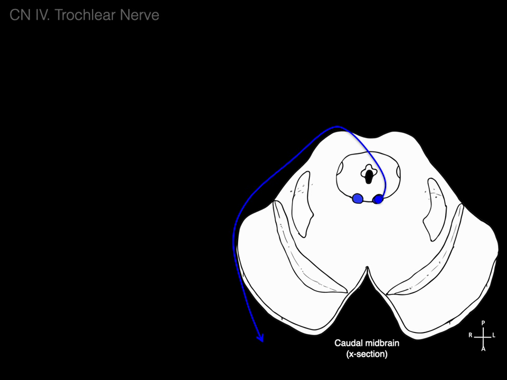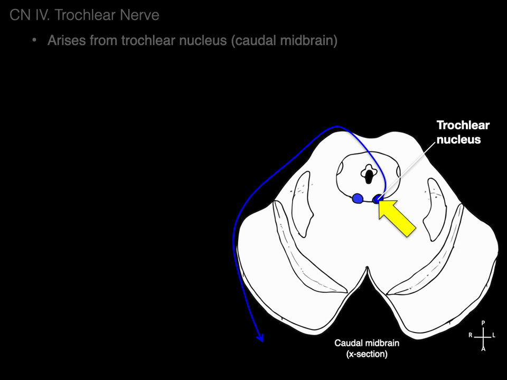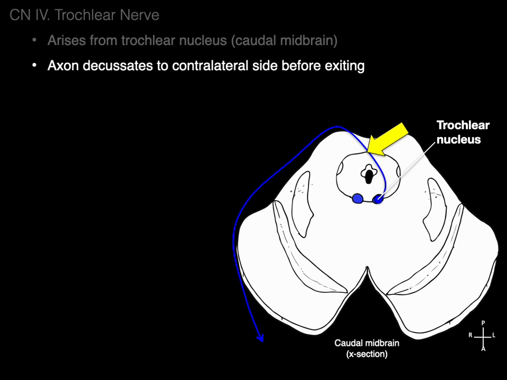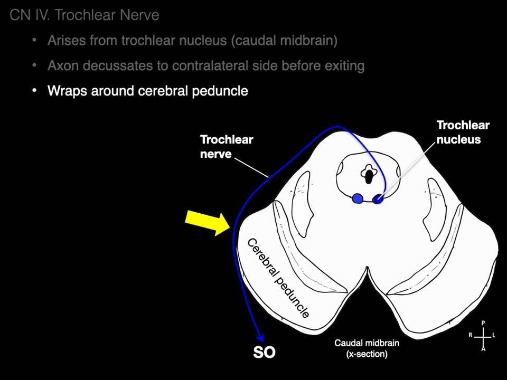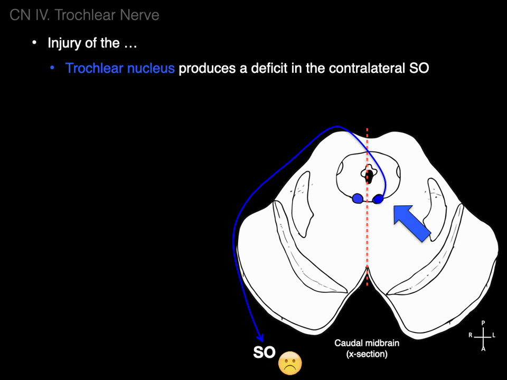Here's the caudal portion of the midbrain in cross-section. The trochlear nerve arises from the trochlear nucleus in the caudal part of the midbrain. And then notice how the axon decussates to the contralateral side before exiting below the inferior colliculus and then wraps around the cerebral peduncle en route to the superior oblique muscle.